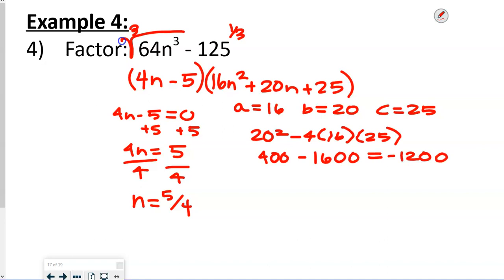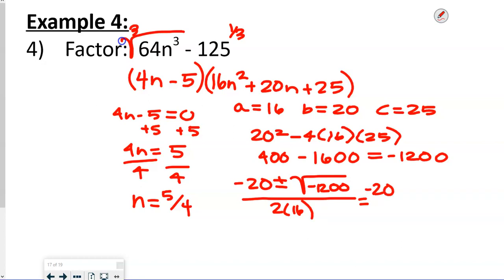All right, so we're going to go negative b plus or minus, and we're going to take the square root of negative 1200 and divide that by 2 times 16. So that's going to give us negative 20. Okay, now I'm going to factor out this 1200. Plus or minus the square root of negative 1, square root of 400 times the square root of 3, right? All over 32.